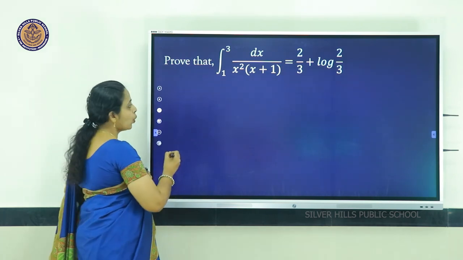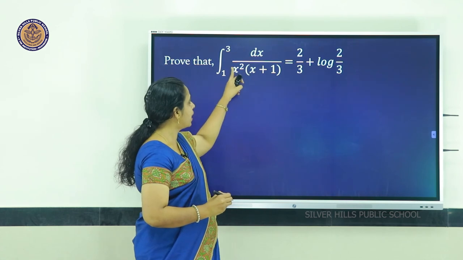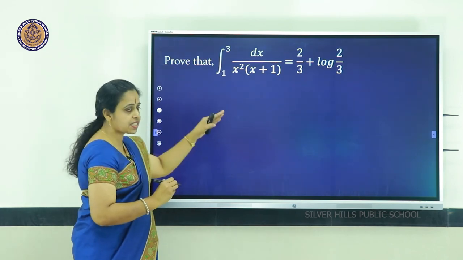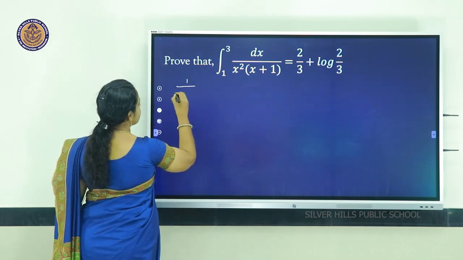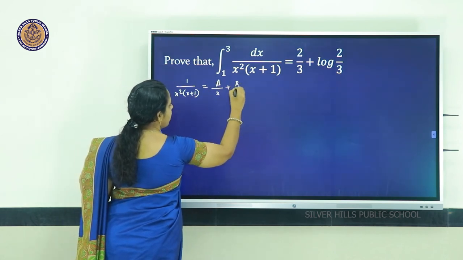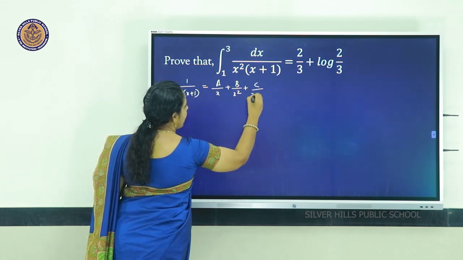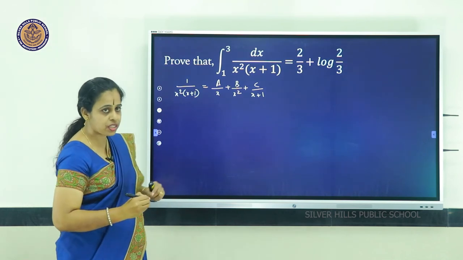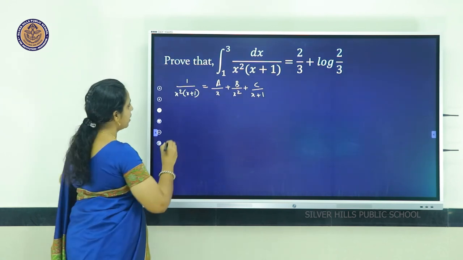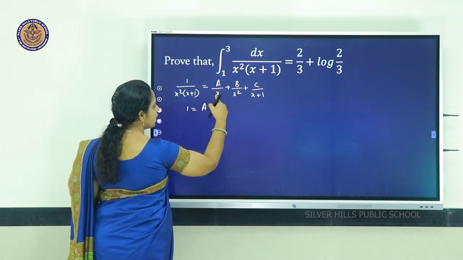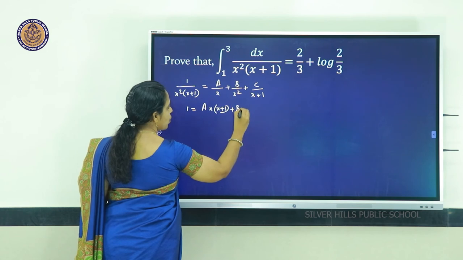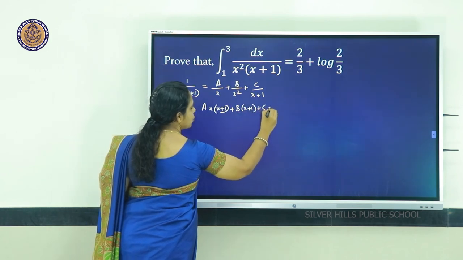In the next question, we can see the integrand is 1 by x square into x plus 1. It is a form of partial fraction. Let us take that and do partial fraction, resubstitute, then find the value. 1 by x square into x plus 1 equal to a divided by x plus b divided by x square plus c divided by x plus 1. We are simplifying by doing partial fraction, taking LCM both sides. So the denominator will get cancelled. We will equate numerator. 1 equal to a into x into x plus 1 plus b into x plus 1 plus c into x square.